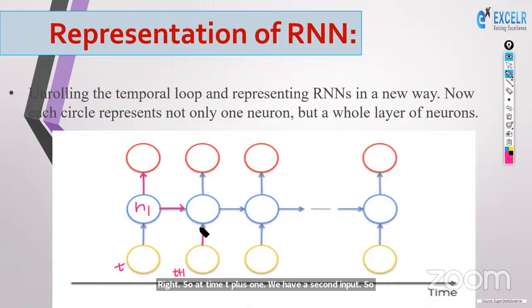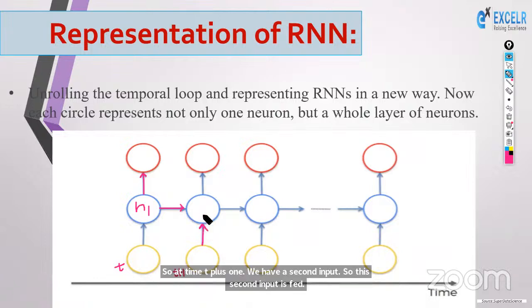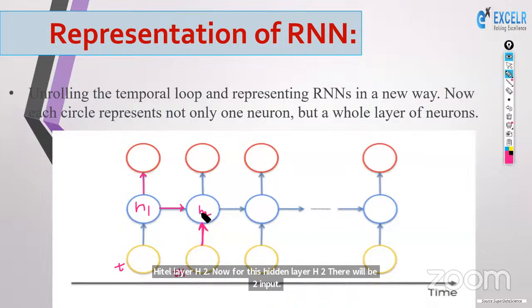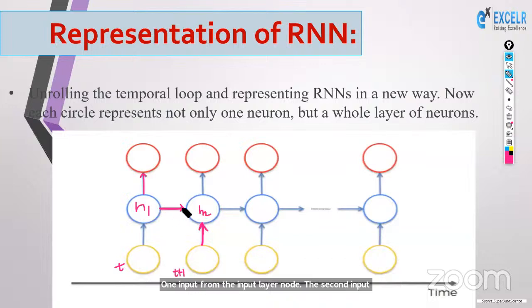So at time t plus 1, we have a second input. This second input is fed to this hidden layer H2. Now, for this hidden layer H2, there will be two inputs. One input from the input layer node. The second input is from the previous hidden layer node, right? So this is the meaning of recurrent. Whatever output is generated by the previous hidden layer node will be memorized by the subsequent hidden layer nodes.